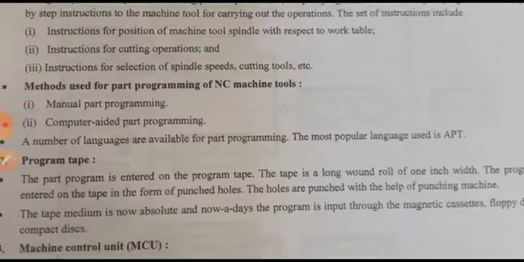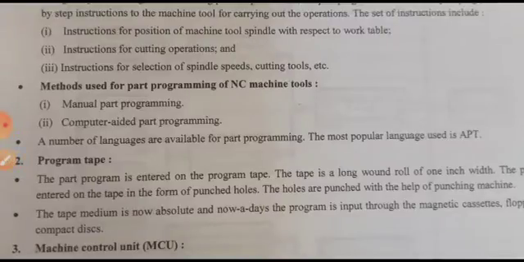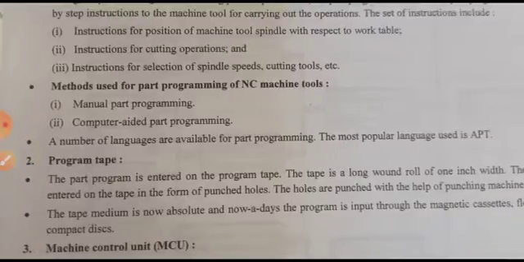Now the methods used for part programming of a CNC machine tool. Manual part programming is also done, and computer aided part programming is also done. A number of languages are available for part programming. The most popular language is APT.